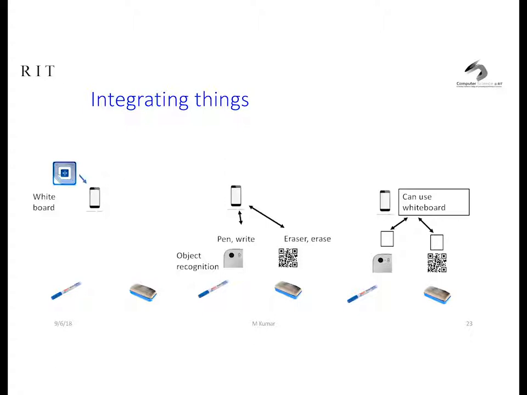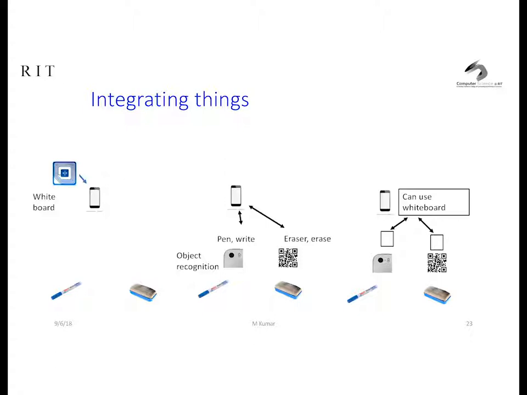I have these two, and these two are connected with the phone now. Okay, I can have this information on my phone. The fact that there is a whiteboard, the fact that there is a pen, and there is an eraser, so this is there, and all this information is gathered on this phone. This phone represents the services provided by the pen, the eraser, and the whiteboard.